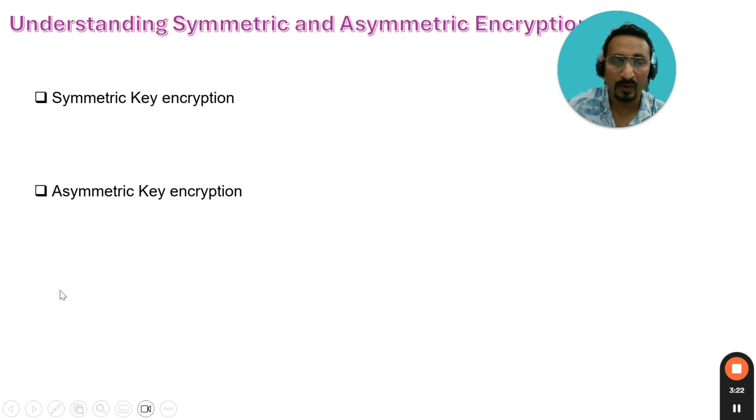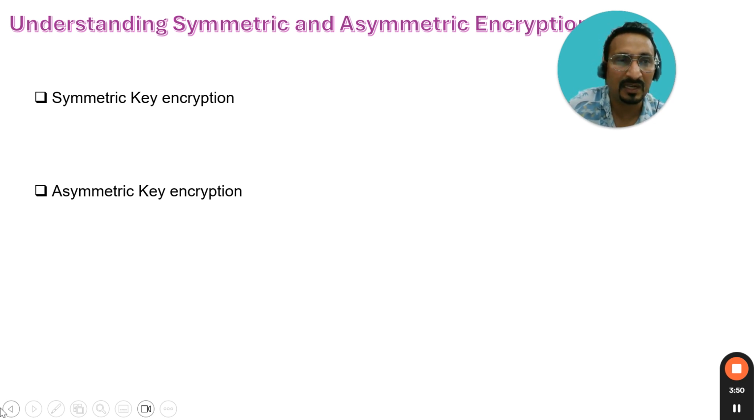Okay, so let's go one by one and understand. In case you as a client want to interact with the server, or as a server want to interact with the client, how will this encryption happen, right? Basically for encryption there are two mechanisms. One is symmetric key encryption and another is asymmetric key encryption.